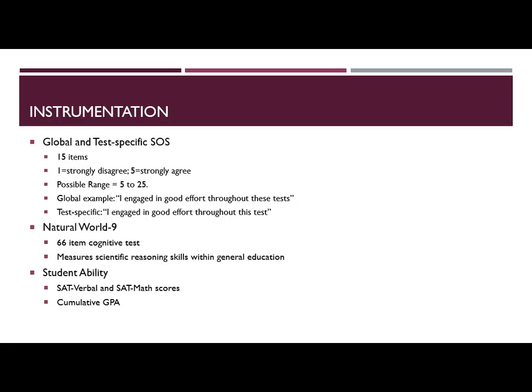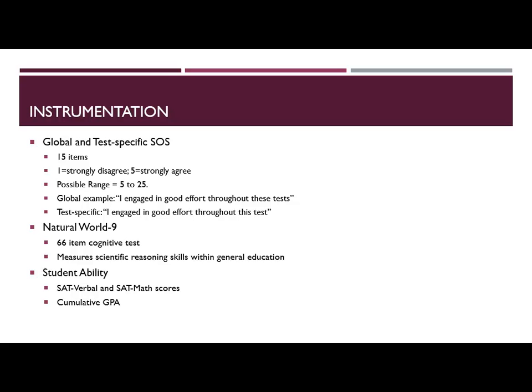The global and test-specific Student Opinion Scales consisted of 15 items. There were 3 subscales, each consisting of 5 items. We used the effort subscale for our analyses. The items were scored from 1, strongly disagree, to 5, strongly agree. As such, the possible range of values was between 5 and 25. An example of a global item is, "I engaged in good effort throughout these tests." An example of a test-specific item is, "I engaged in good effort throughout this test."